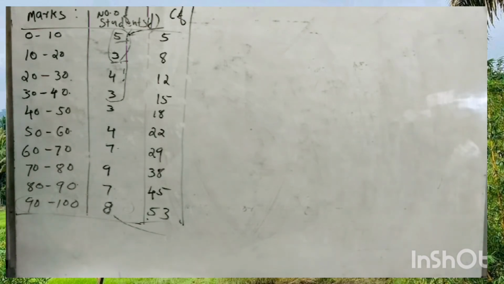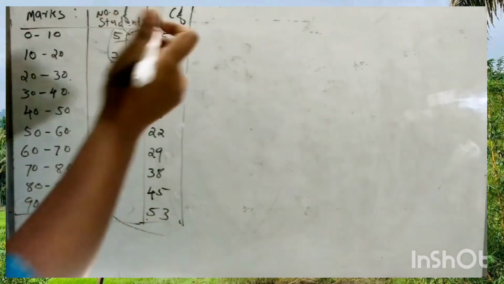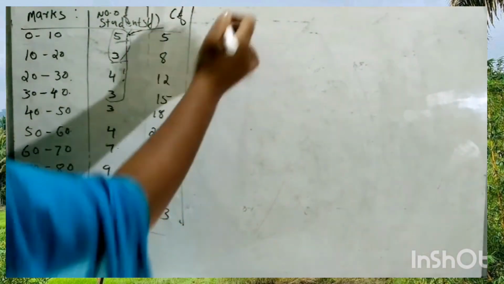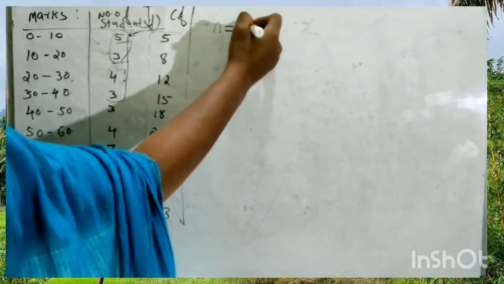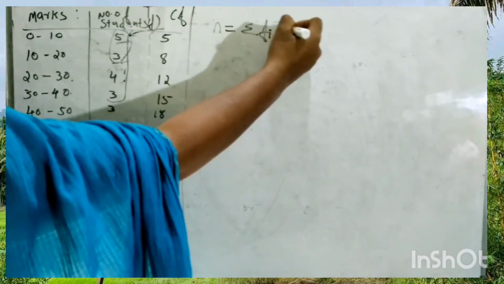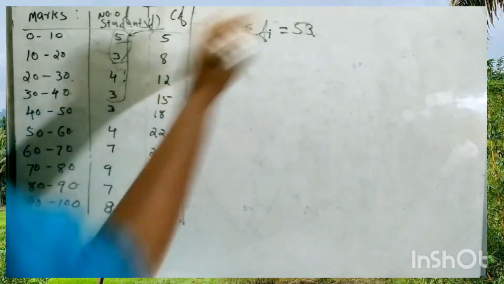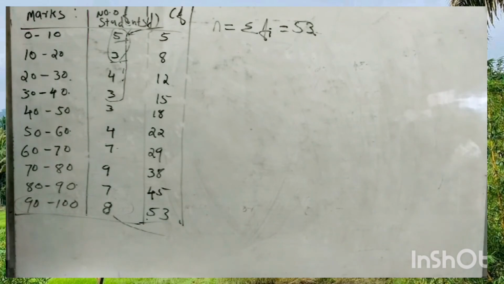Now we need to find the class, and the name of that class is the median class. In the case of mode, we have the modal class; like this, we have the median class. To get the median class, the total frequency n is equal to summation fi, that is equal to 53.